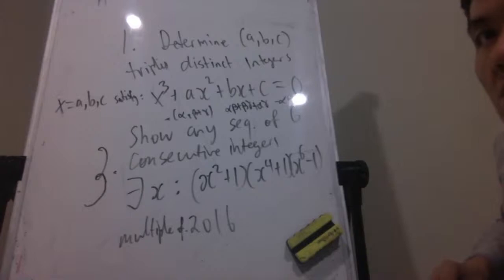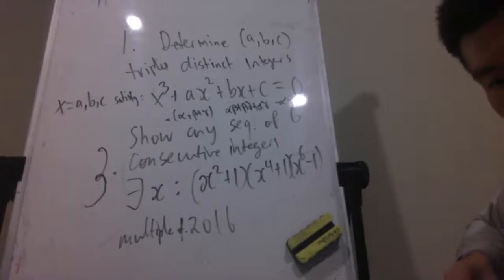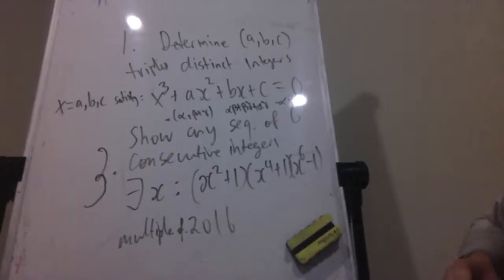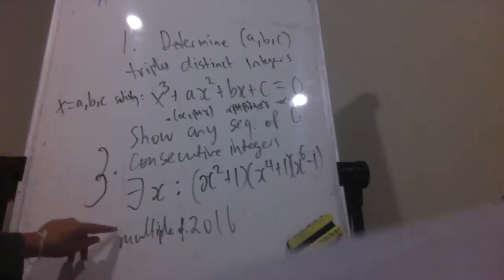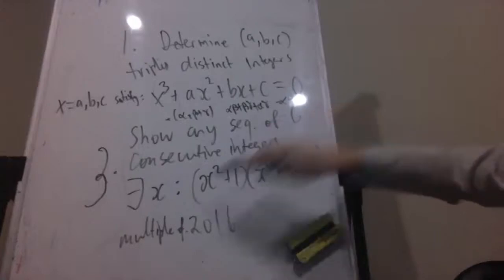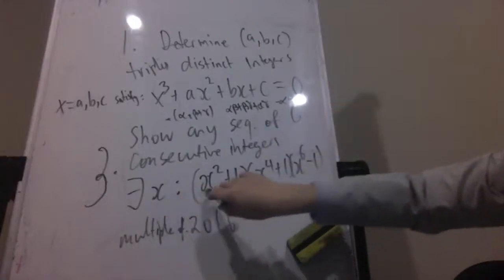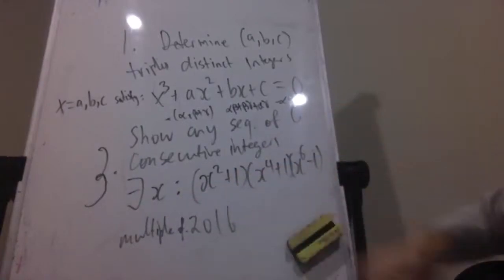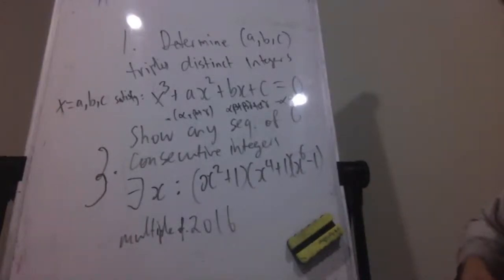I think after you just do a few more cases with question 4, it's also pretty trivial, but you just have to prove it. Wait, show any sequence with 6 consecutive integers. For any sequence of 6 integers, there's one of them such that this is a multiple of 2016. Wait, I factorized it wrong.